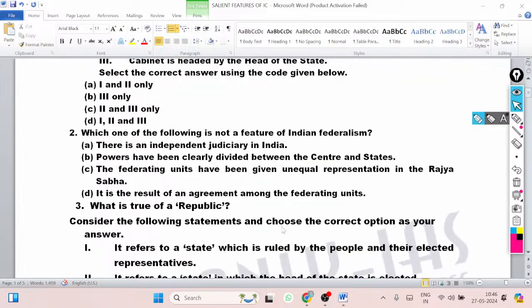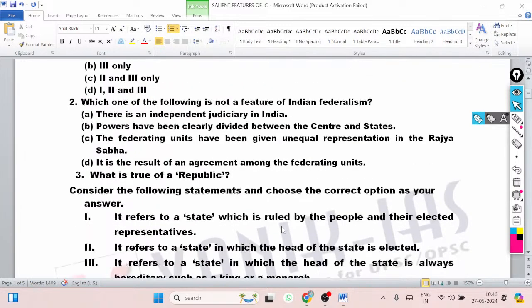Let us see question number 2. Which one of the following is not a feature of Indian federalism? See, Indian federalism is a typical federalism. We are a holding together federal country. America is a coming together federation. We are a holding together federation.